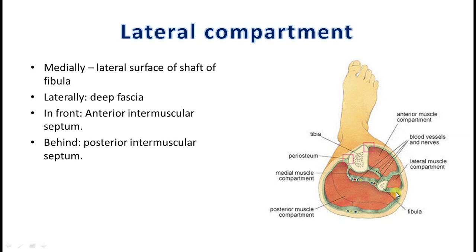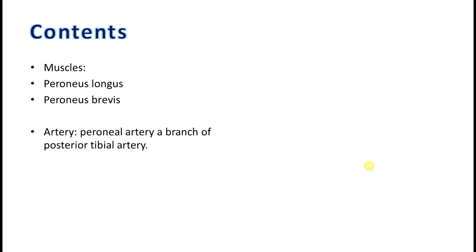The contents: mainly two muscles are there, peroneus longus and peroneus brevis. The nerve of the compartment is the superficial peroneal nerve, and the artery is the peroneal branch of the posterior tibial artery. The peroneal artery, or peroneal branch of the posterior tibial artery, is the artery of the compartment.